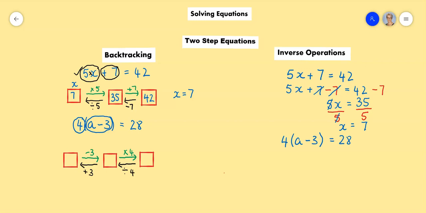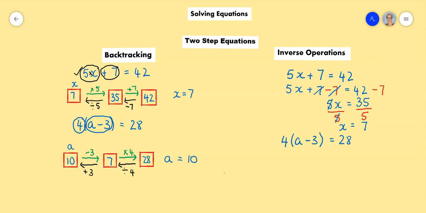And our unknown number a goes in the first box and our answer 28 goes here. So let's now backtrack. 28 divided by 4 is 7. 7 plus 3 gives us 10. So a is equal to 10.